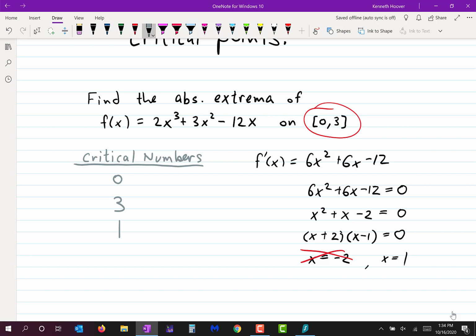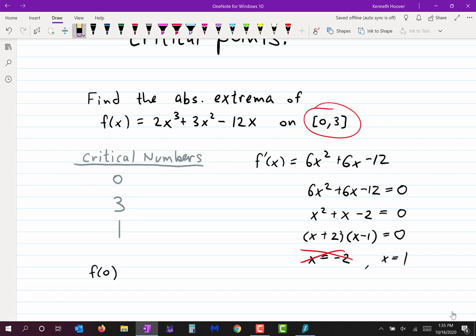Okay. Now, let's find the values of the function at those numbers. F of 0, because if there is a maximum or minimum, which by the way I know there is because I've been given a closed interval for a domain, and f is a polynomial, so it's continuous, so the extreme value theorem tells me there is going to be an absolute maximum and an absolute minimum. They have to occur somewhere at those places.